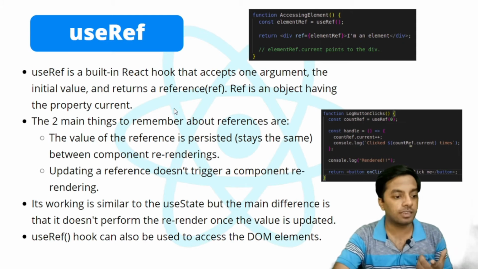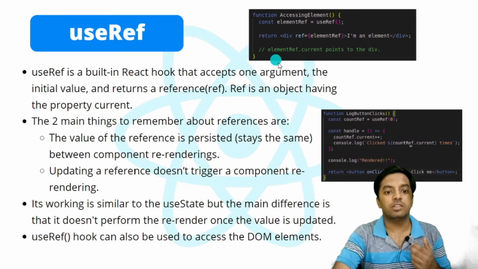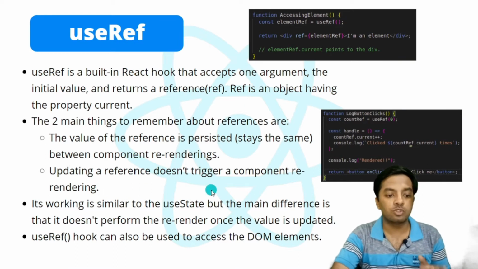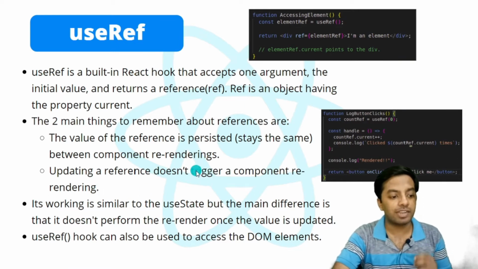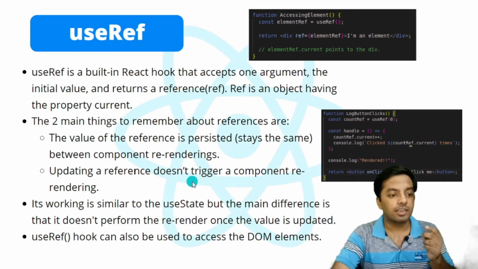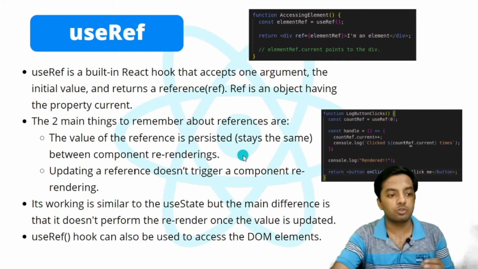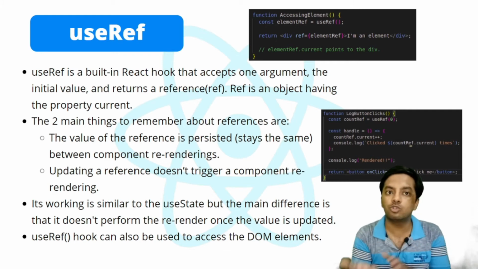The other thing is, updating a reference doesn't trigger a component re-rendering. Once a reference is updated and its value is changed, it won't trigger a component re-render. So these are the two things that we have to keep in mind about references. In working, the useRef hook is similar to the useState hook, but the main difference between them is that useRef doesn't perform a re-render once the value is updated. So we can consider useRef as useState only.